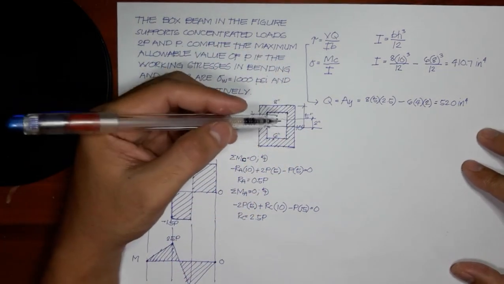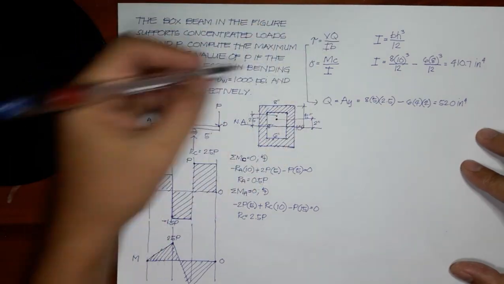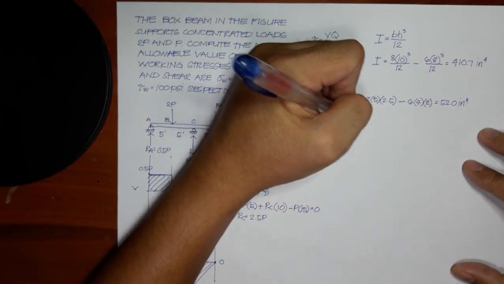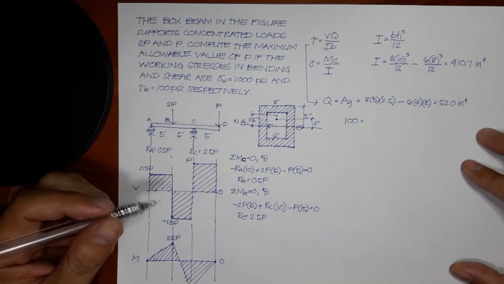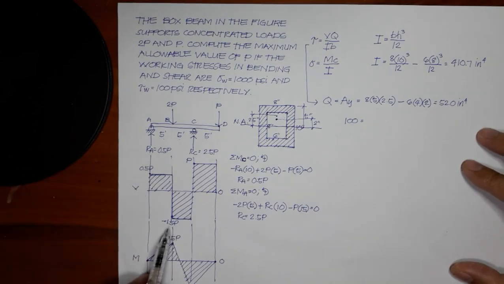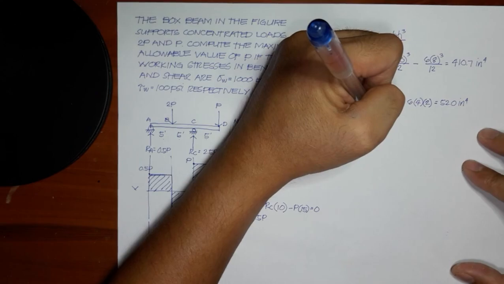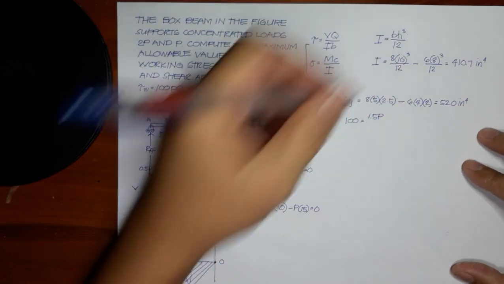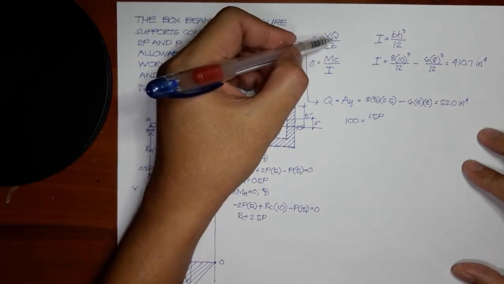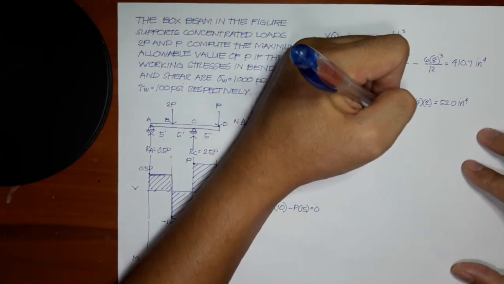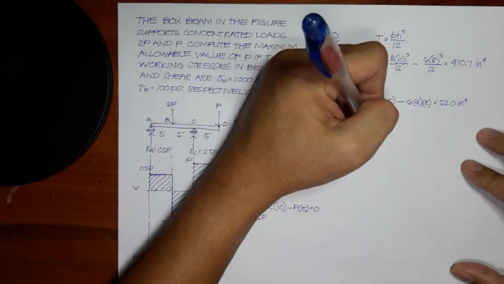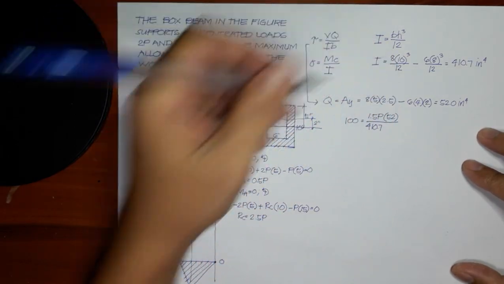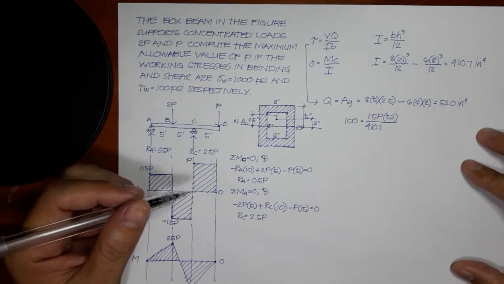Now substituting using this formula, our tau is 100 psi, so 100 equals, what is the maximum shear? In the diagram, the maximum shear is 1.5 P using the absolute value. So 1.5 P times Q, 52, over I, 410.7, times B. Now what is our B?